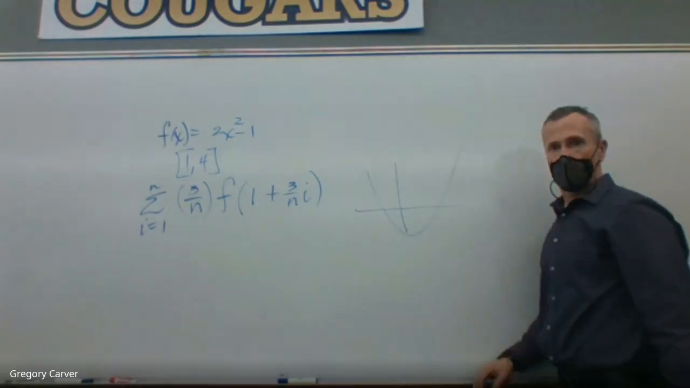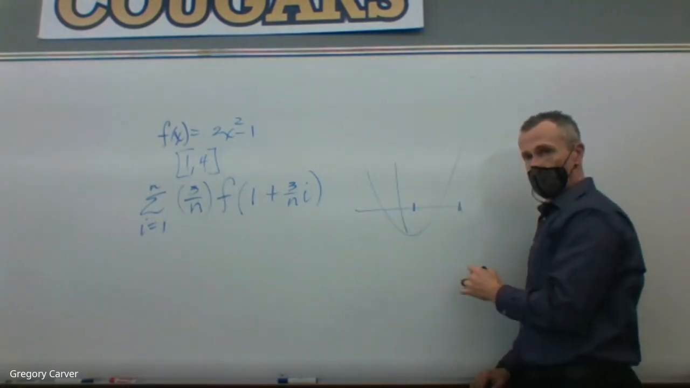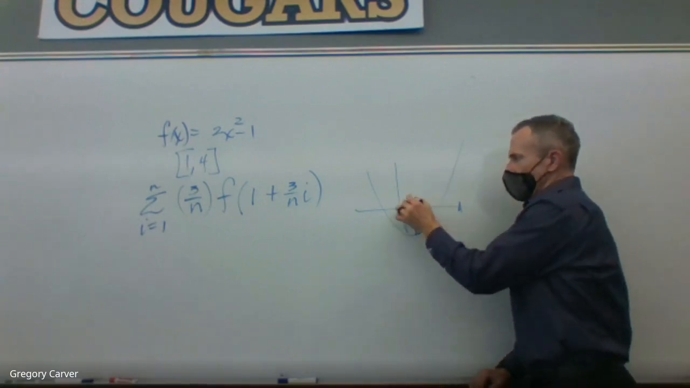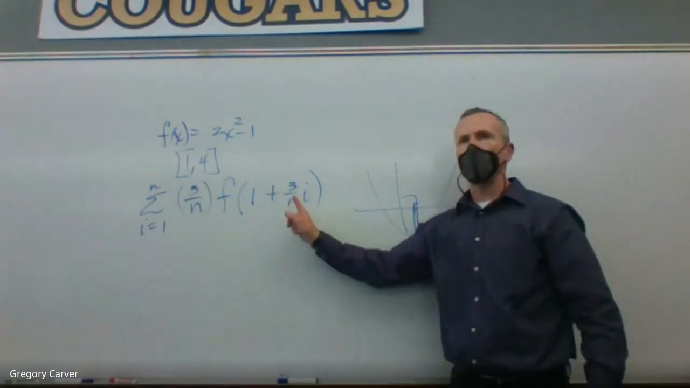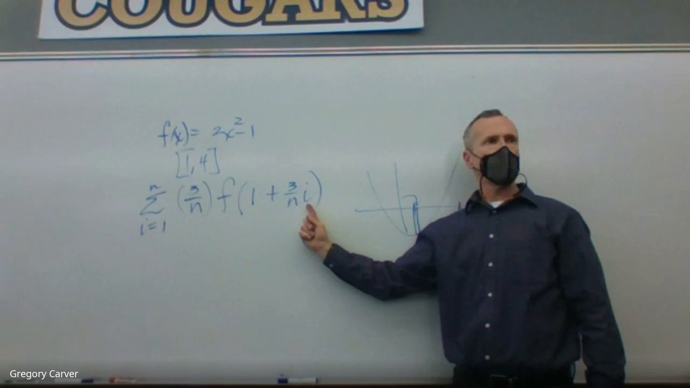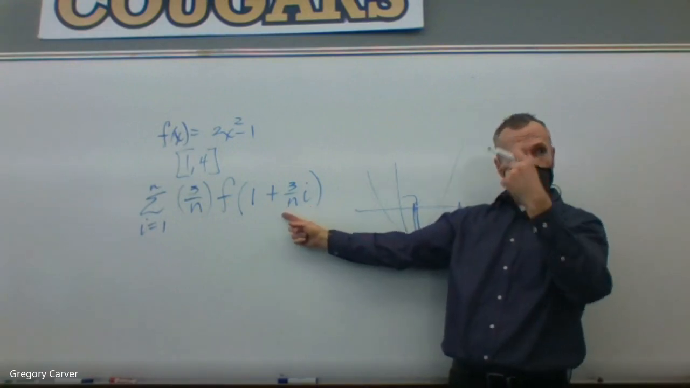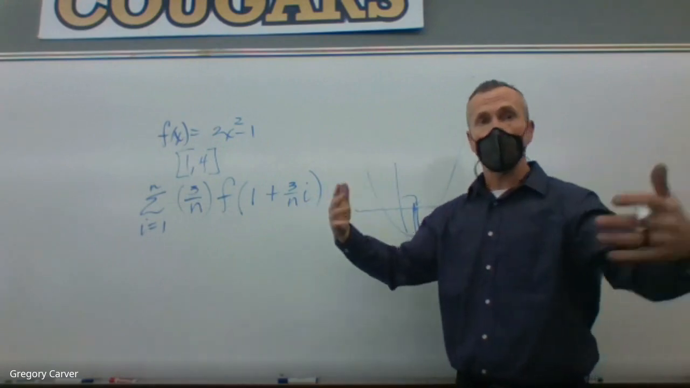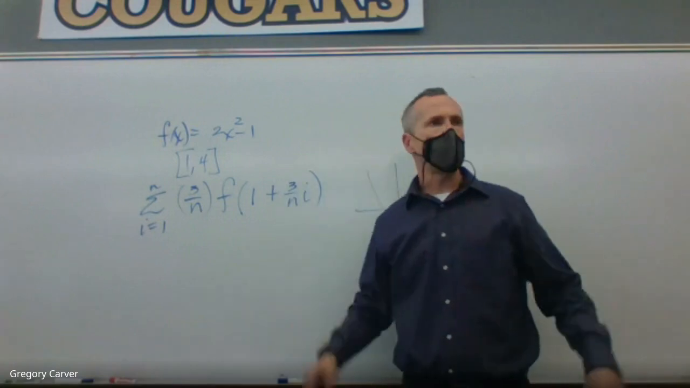You have something like this, right? If you're going from 1 over here to 4, the first rectangle you come up with is going to be f of 1 plus 3 over n. That's what you get when i is 1. The next one will be at 1 plus 6 over n. That's what you get when i is 2. That's the way summation notation works. It goes from 1 to 2 to 3 to 4 to 5, and every single time you bump over by 3 over n.